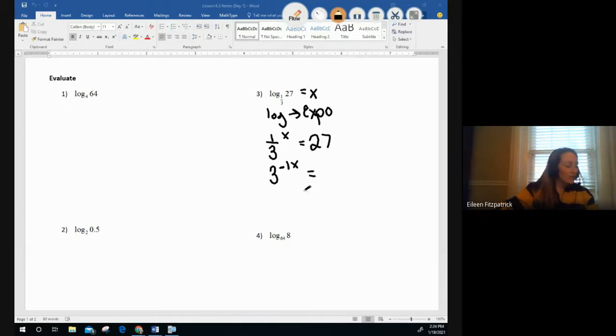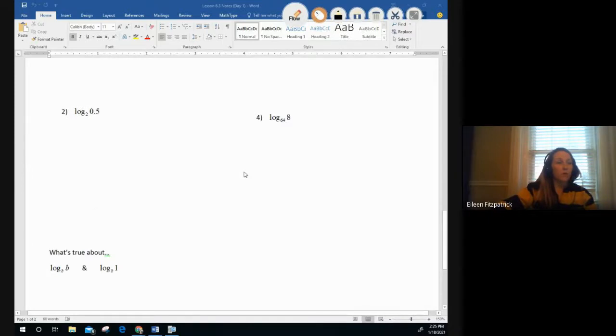Bringing the 3 up is going to have a negative exponent. And then 27, can't I rewrite 27 as 3 to the third? Right? 3 to the third equals 27. Now that I have the same base, I can set the exponents equal to each other, solve for x. So x equals negative 3, but don't include x as part of your answer. So your final answer is just a negative 3. All right, let's try number 4.